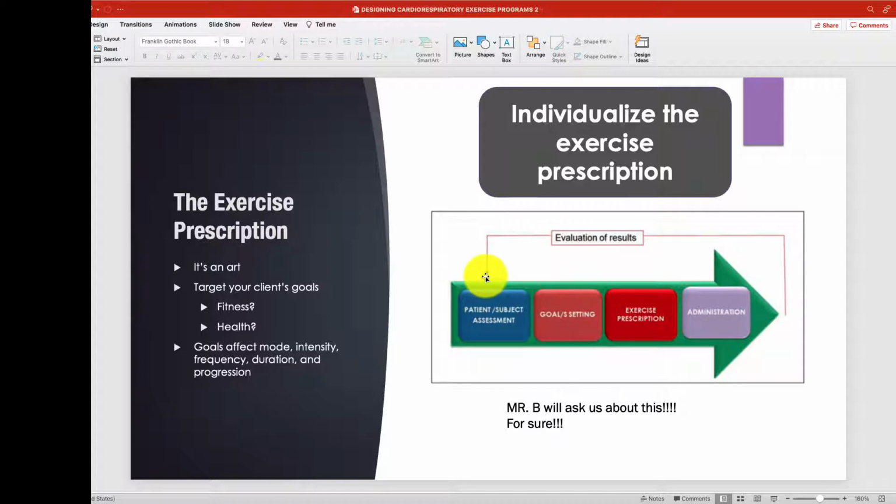Now, keep in mind, I just talked about power. I talked about explosiveness. That is not cardiorespiratory fitness, okay? But I'm just giving you examples of how I can manipulate or how I can ask you questions on this project that you're going to be working on, okay? So keep that in mind. Where was I? Let me go back.